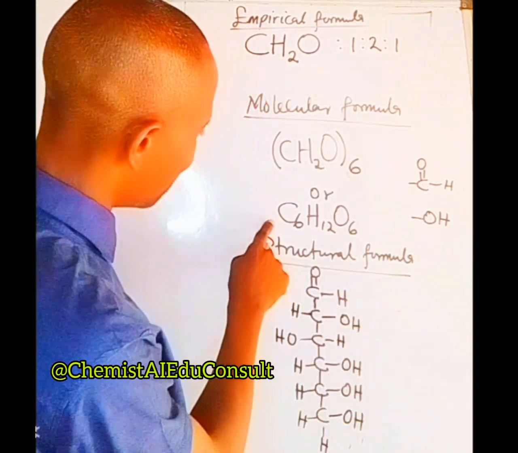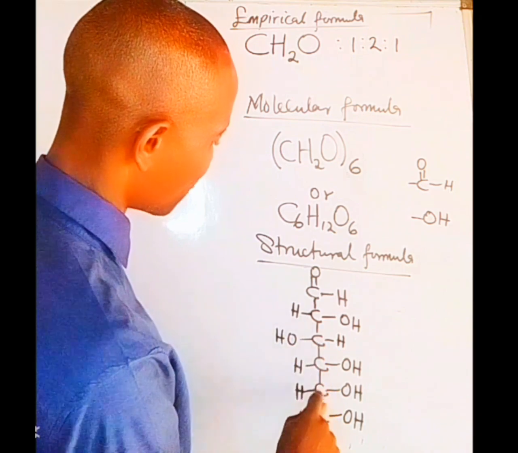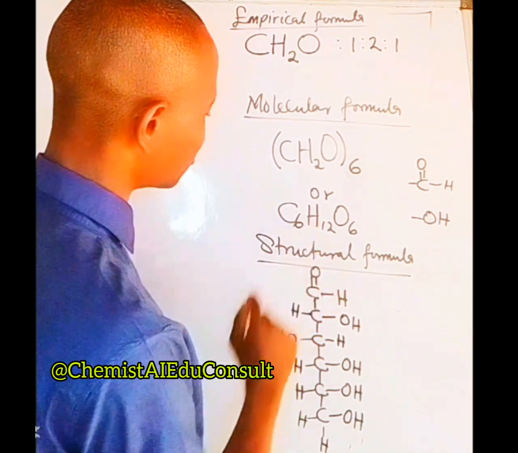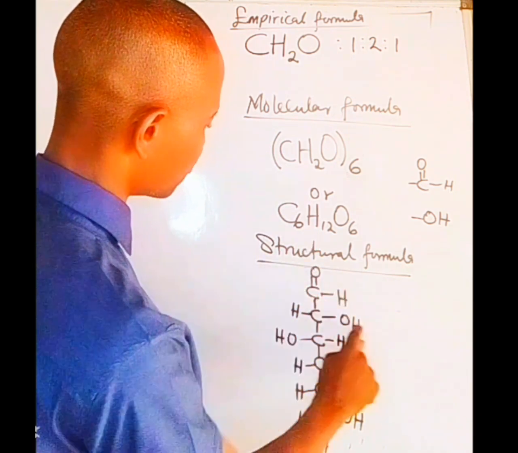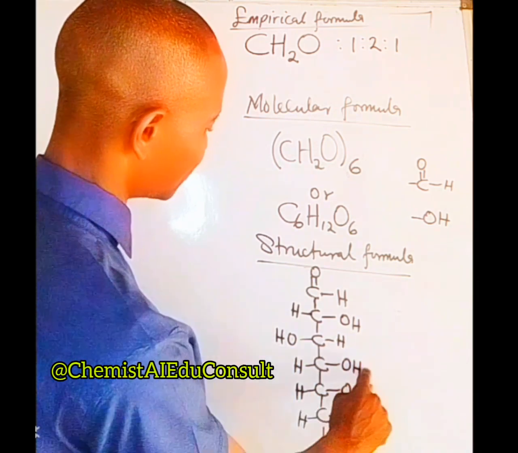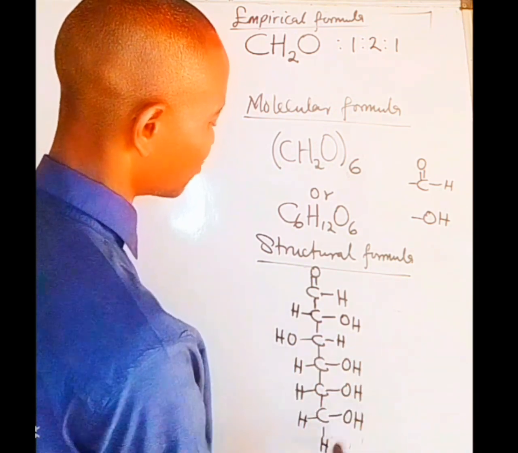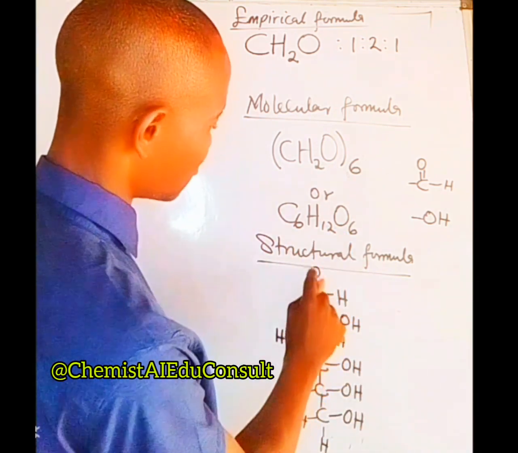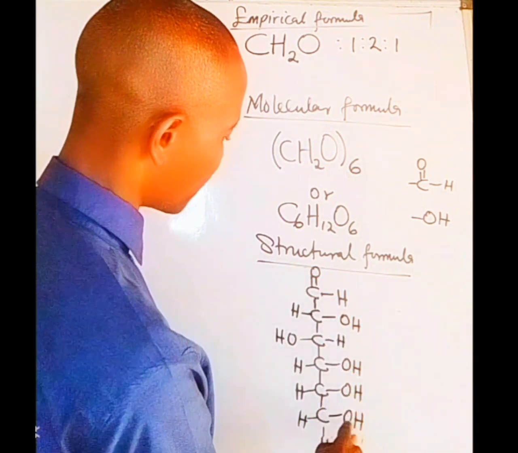Let's recount. Carbon is 6. 1, 2, 3, 4, 5, 6. Hydrogen is 12. 1, 2, 3, 4, 5, 6, 7, 8, 9, 10, 11, 12. Oxygen is 6. 1, 2, 3, 4, 5, 6.